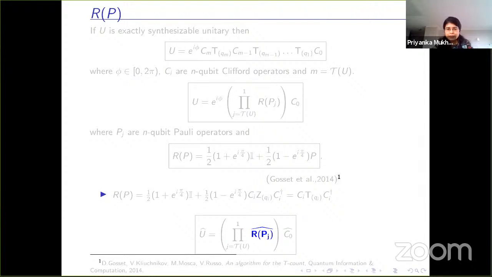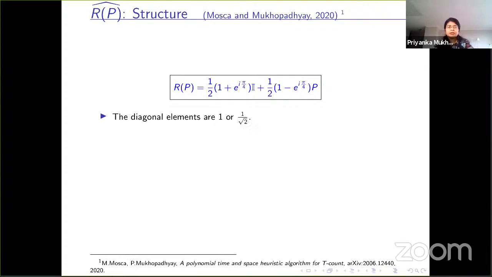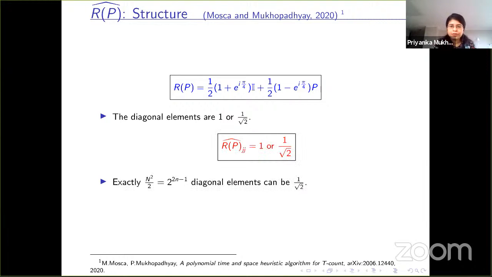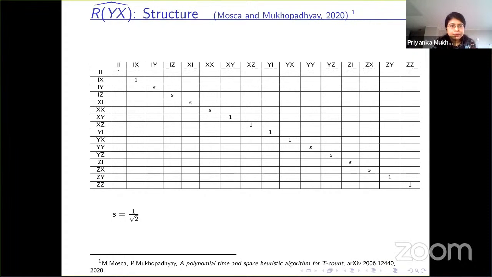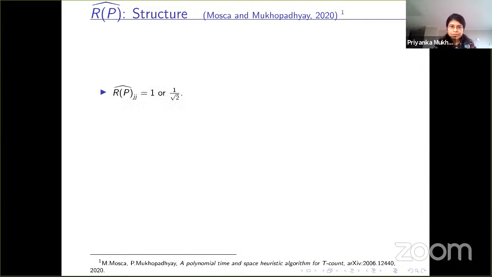Now, let's look at the structure of the channel representation of these R_P units, which have T count 1, because this will help us give more efficient algorithms, and it also gives us the intuition for the heuristic algorithm. The diagonal elements in the channel representation of R_P are 1 or 1 by root 2, and exactly half of them are 1 by root 2 and half of them are 1. For example, this is the channel representation of YX. The whole matrix has size 16 cross 16, but it has 8 diagonal entries which are 1 by root 2 and the rest are 1.